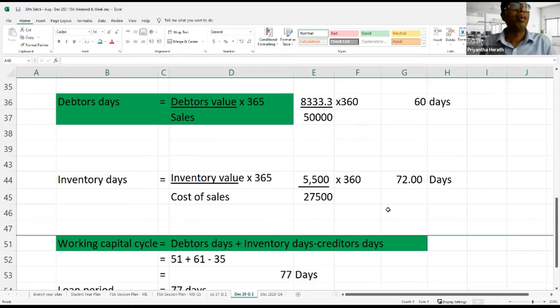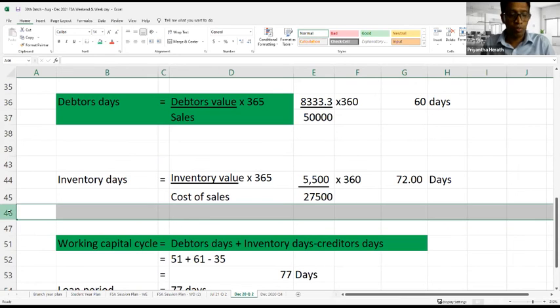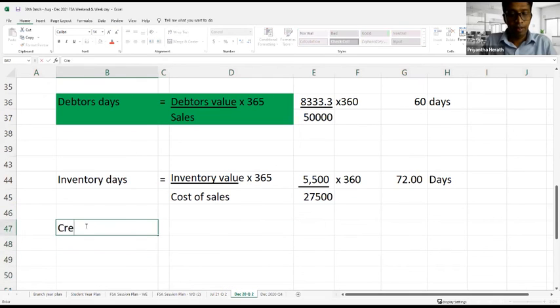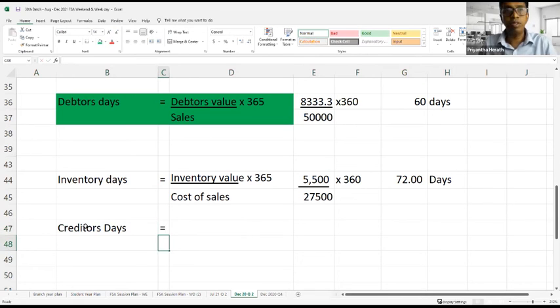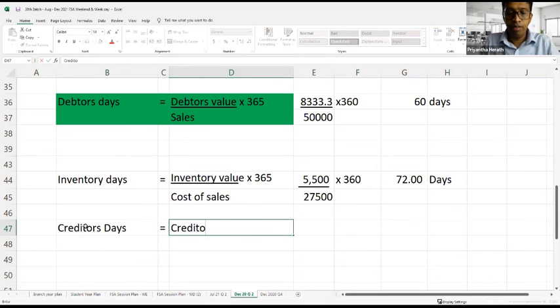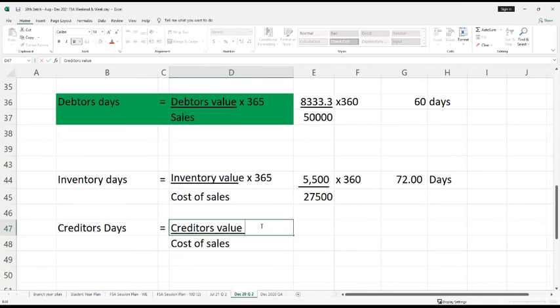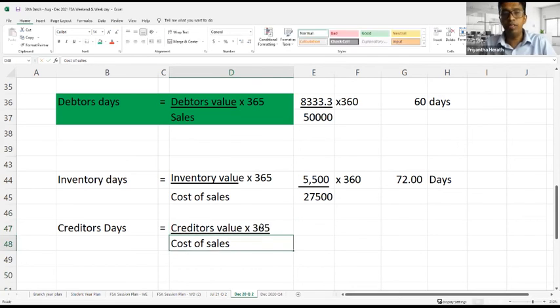Then we need to estimate creditors days also. How to estimate? You can use the same formula. Creditors value divided by cost of sales into 365. 360, right? Normally 365, in this question 360.